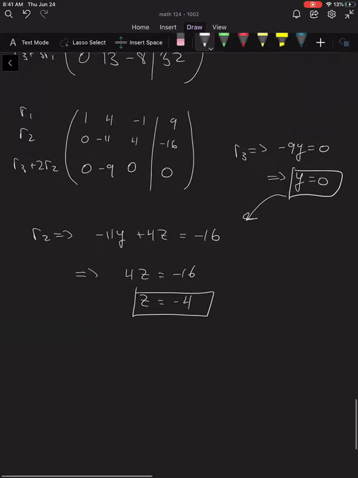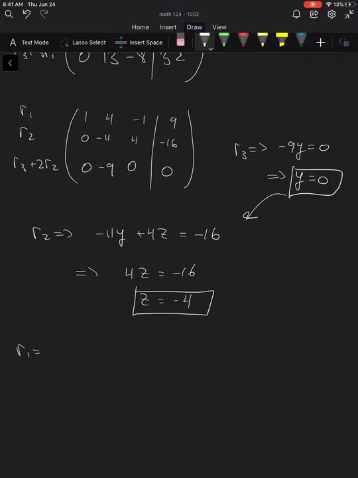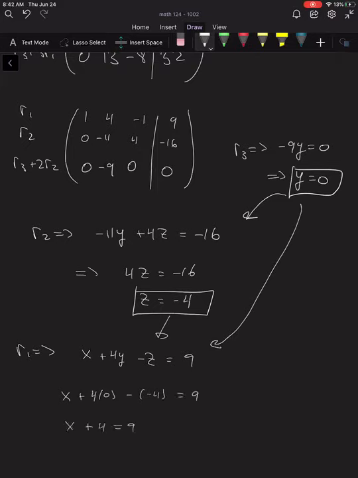Okay, so now we know what y and z are. But row 1, this row up here, what does that tell us? Well, that tells us that x plus 4y minus z is equal to 9. So now we can plug z into here and y into here. So we get x plus 4 times 0 minus a negative 4 is equal to 9. So we have x plus 4 is equal to 9. x is equal to 5. So we have x is 5, y is 0, and z is minus 4.